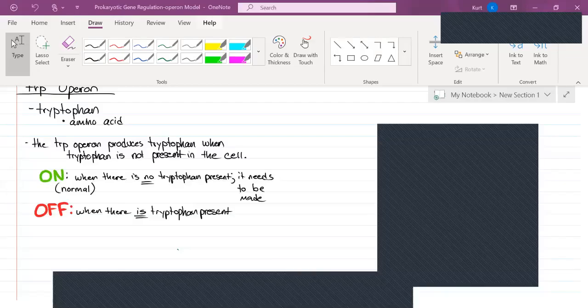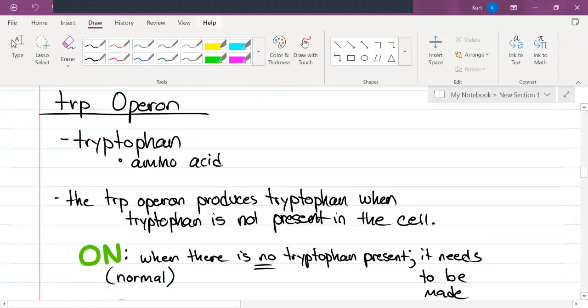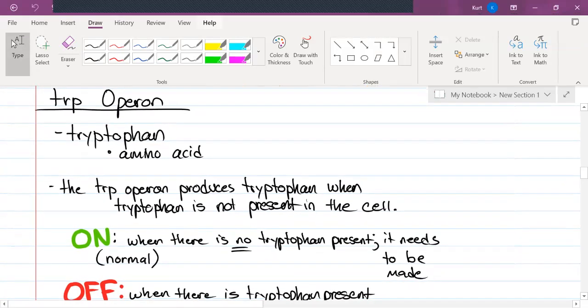Okay, we left off this. I did a little different with this class. I told you guys under what conditions the trp operon will be on and off, and the lactose operon will be on and off. So what we're going to do first is recap the tryptophan operon, and I want to reiterate and reemphasize a few things to be sure that everybody's clear on what this is doing, who is doing this, and what it's used for.